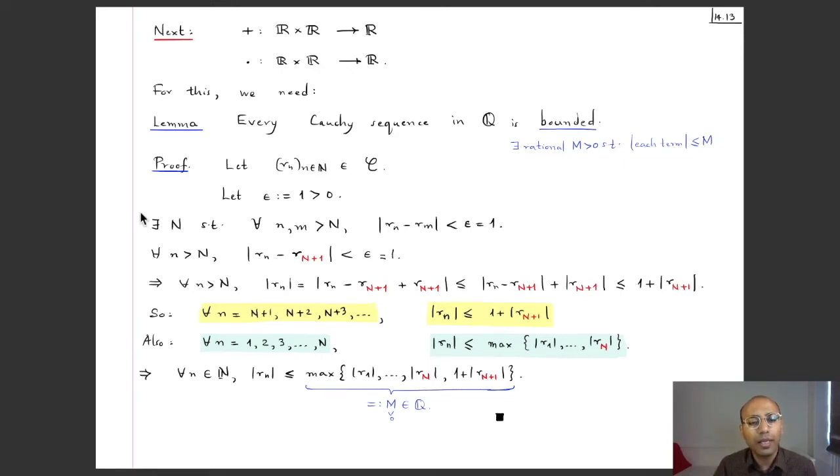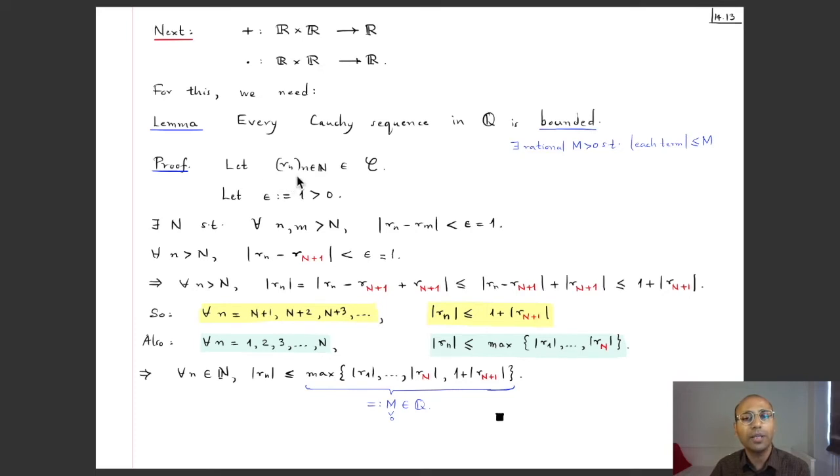Now to show that the product of two Cauchy sequences is also a Cauchy sequence, we will need the following lemma, which says that every Cauchy sequence in Q is bounded. And by a bounded rational sequence, we mean that there exists a rational bound M, which is a positive number, such that the mod of each term of this rational sequence is less than or equal to M. So now let's show that every Cauchy sequence in Q is bounded.